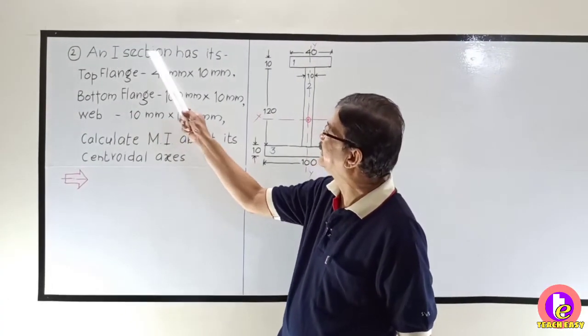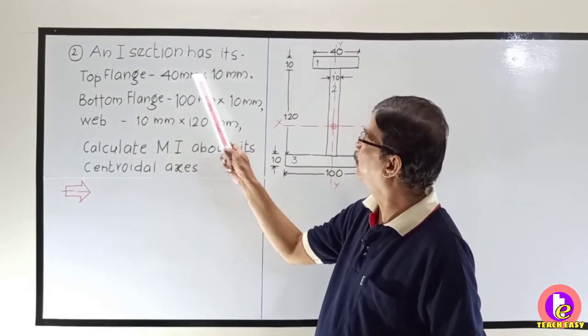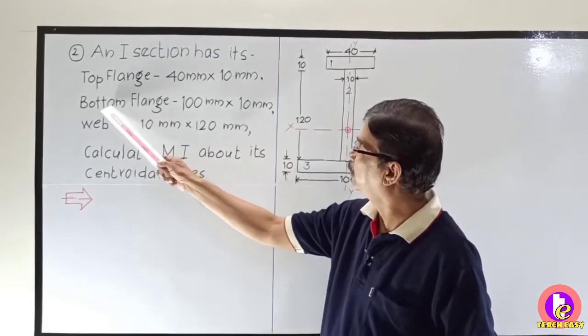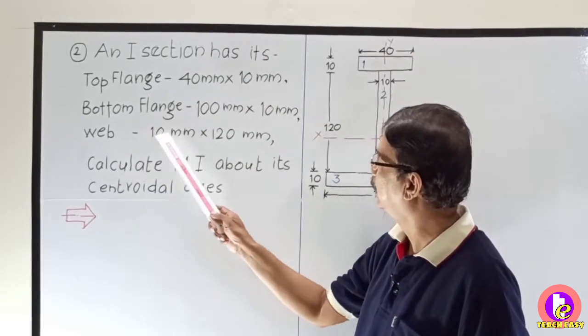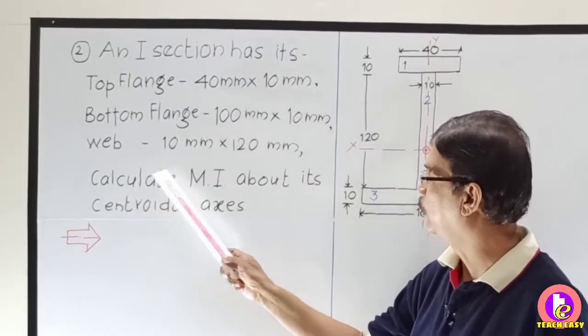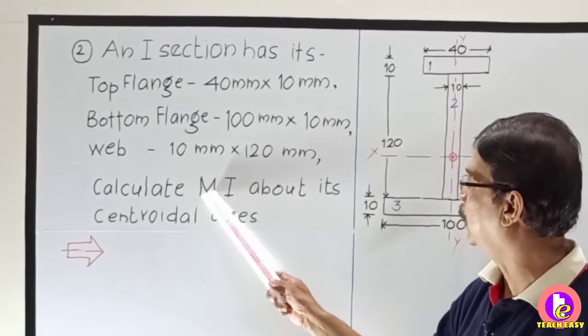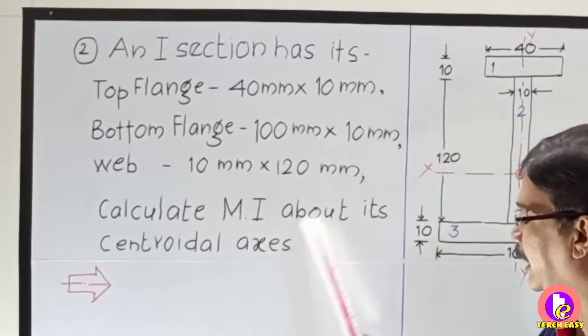An I section has its top flange 40 mm by 10 mm, bottom flange 100 mm by 10 mm, and web 10 mm by 120 mm. We have to calculate moment of inertia of this I section about its centroidal axis.